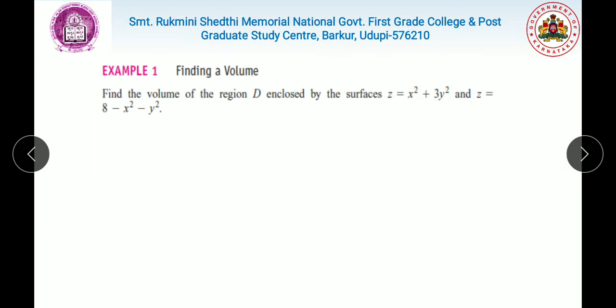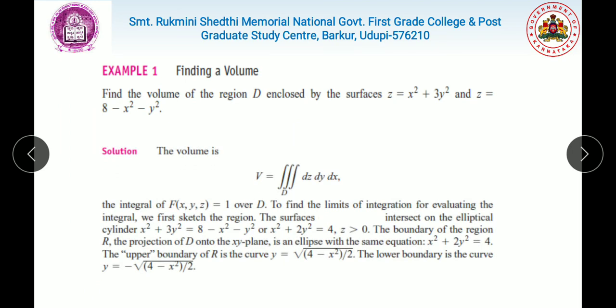So let us take an example. Here you are asked to find the volume of the region D enclosed by the surfaces z equal to x square plus 3y square and z equal to 8 minus x square minus y square. You know the formula for volume: volume is the triple integral of the function 1 over the domain D. Now you need to find the limits of integration for the variable z, then for the variable y, then for the variable x. For that you need to sketch the domain D.